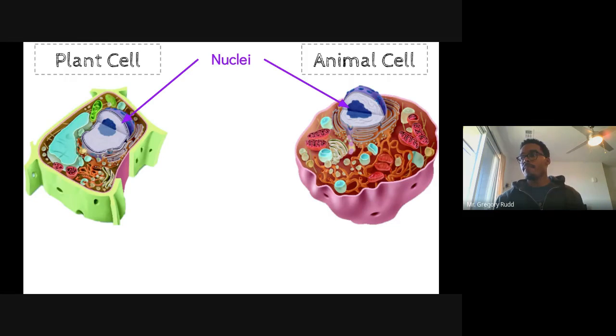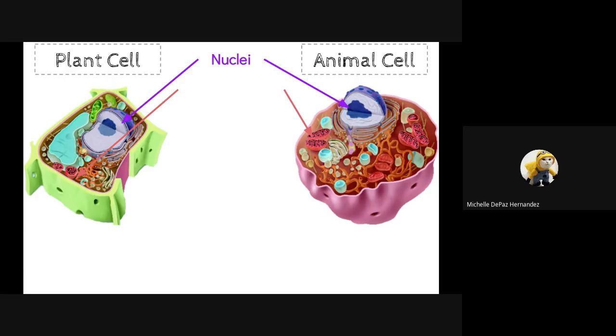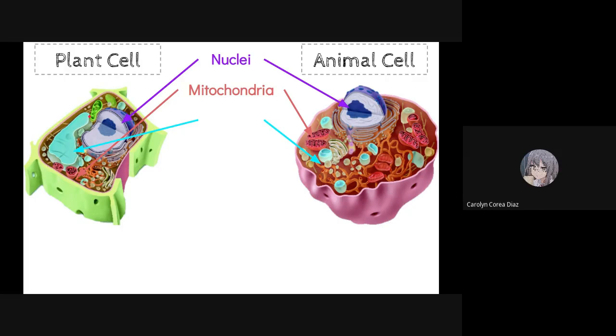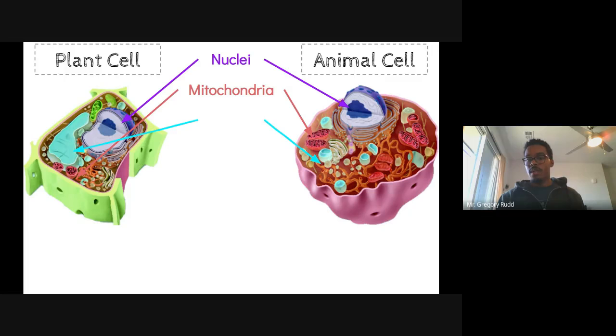That's a similarity. What about these oranger structures that have folds in them? What are they called? I see several of them. Mitochondria. Excellent. Thank you, Abigail. Those are mitochondria. And we'll talk about the function of these organelles on the next slide. What about those light blue structures? There are several of them in the animal cell, and I see a big one in the plant cell. Vacuole. Wonderful. Thank you, Melissa and Carolyn. Those are vacuoles.